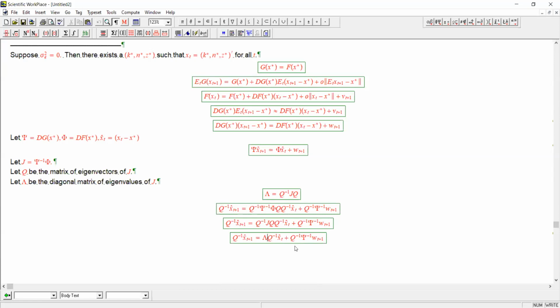How does this help us? It helps us quite a lot, because now we have a new difference equation, not in terms of x hat, in terms of Q to the minus 1 times x hat. And because lambda here is a diagonal matrix, it means that if we unstack this vector valued equation and write it in terms of this variable, the first equation of the unstacked expression will have the top element of this and will not contain the second or third. The same will be true of the second element, and the same will be true of the third one.